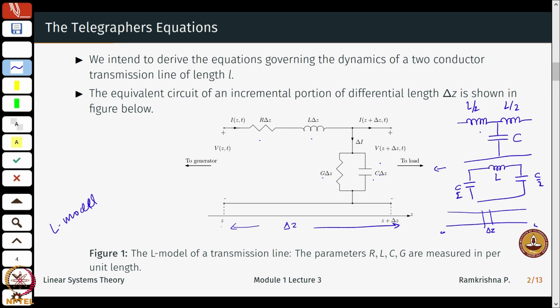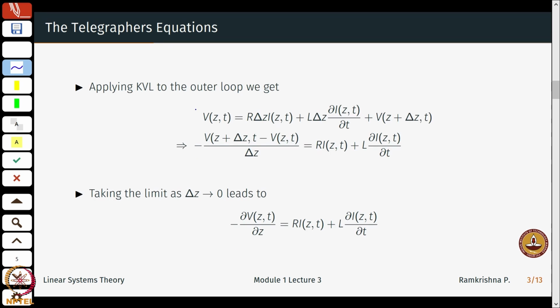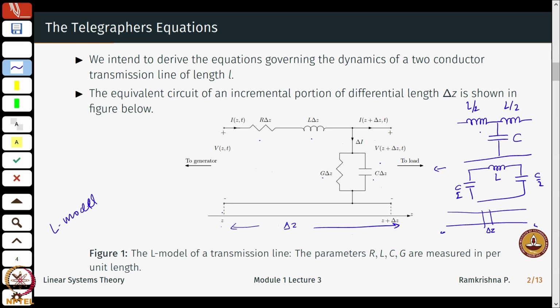Okay, what do I know about these things? I already know the circuit laws, right. So if I apply KVL to the outer loop, so here at Z I denote my voltage as V(Z,t), the voltage at Z plus delta Z as V(Z plus delta Z, t). I have to do this because if I say I have a generator here, which is a typical setting, going to some load here, so the voltage at length 0 at any time t will definitely be different than voltage at length L at the same time instant t, essentially because there might be drop in the line, right.